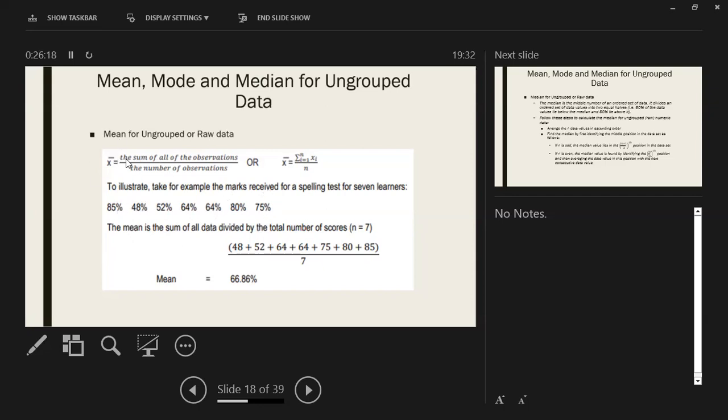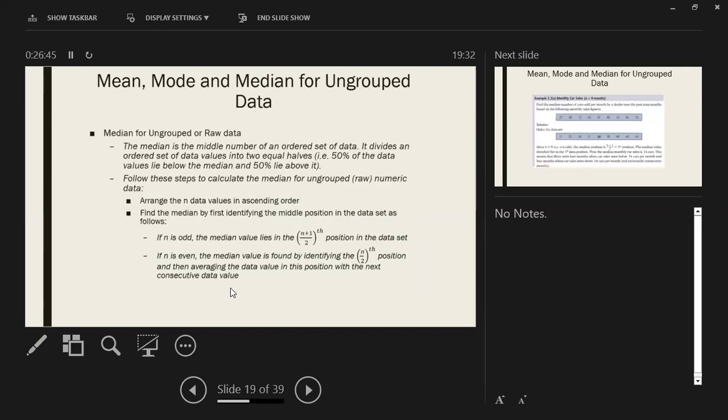According to this formula, we need to sum all the observations. So we say 85 plus 48 plus 52 plus 64 plus 64 plus 80 plus 75. When we add this, we need to divide by the total number of people who took part, which is 7. So we add all of this, divide by 7, and you see that the average mark is 66.86%.